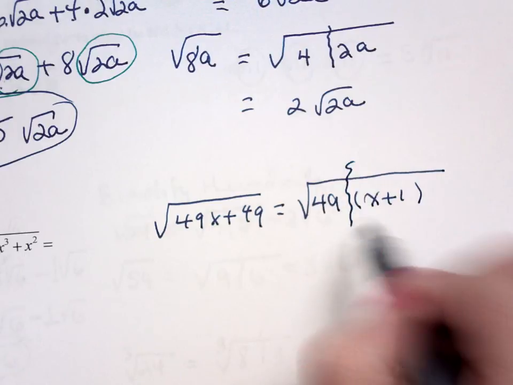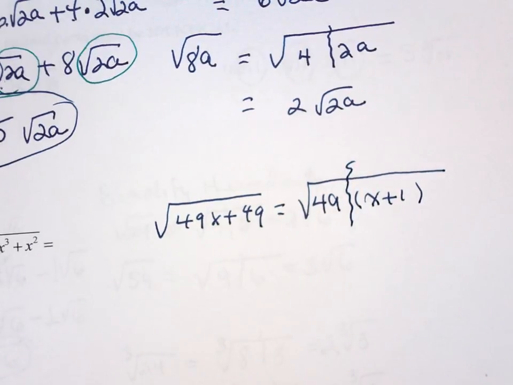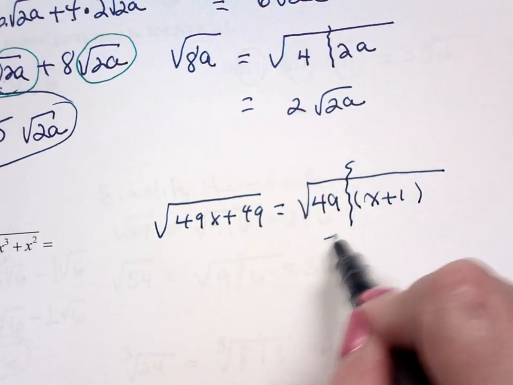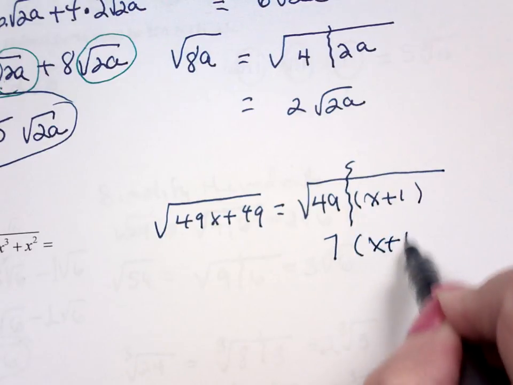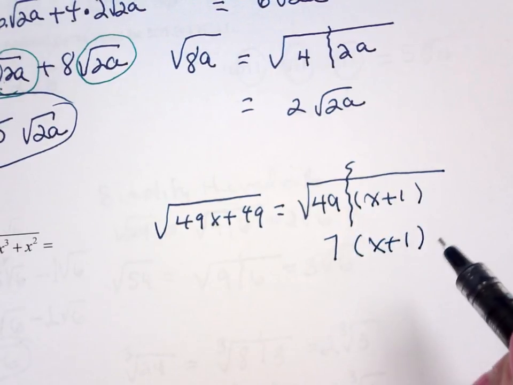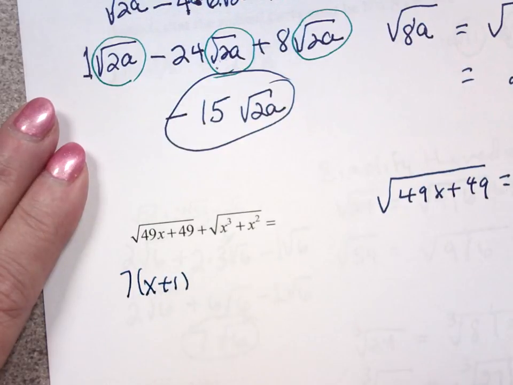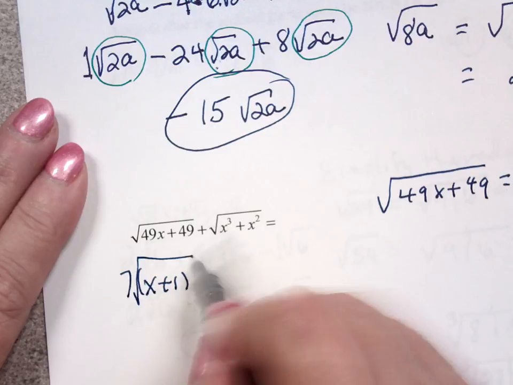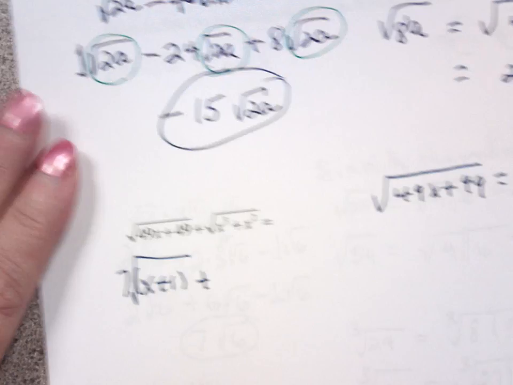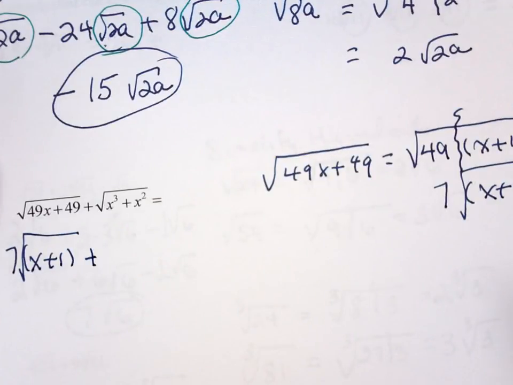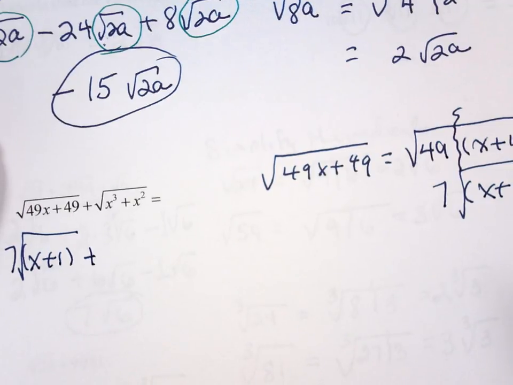Now, 49 times x plus 1. 49 is a perfect square, right? So this is 7 times the square root of x plus 1. So this first guy is 7 times the square root of x plus 1 plus. Now I should end up with the square root of x plus 1 on the inside.